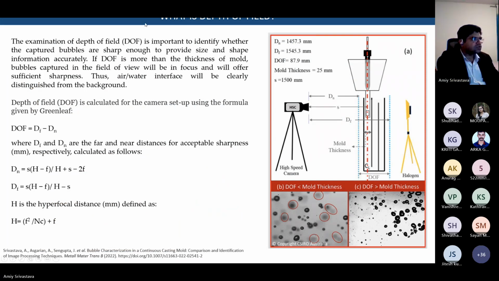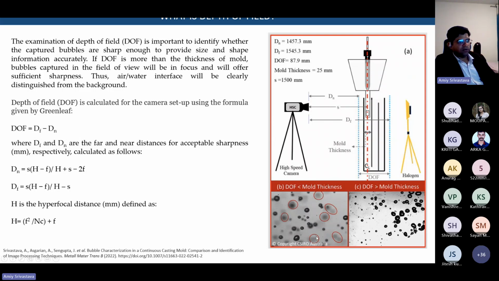I'm going to talk about whether we have clear interfaces or not. For that, we have to decide the correct depth of field when we are taking the images. What is depth of field? The examination of depth of field is important to identify whether the captured bubbles are sharp enough to provide size and shape. This research is from CSIRO Australia. In their images, we found a lot of blurred images. These are bubbles, but their depth of field was not correct, so we are not able to see them.